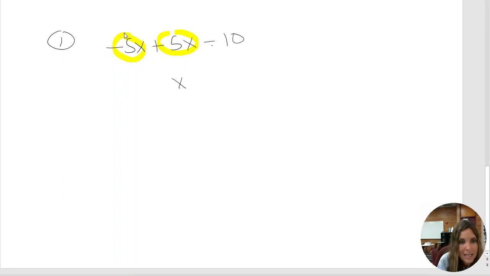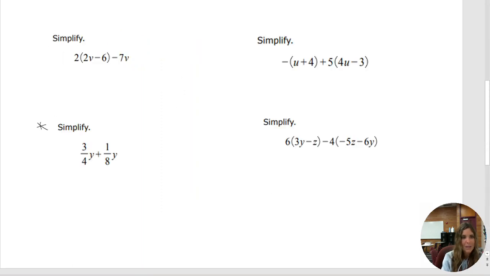If we combine a negative 5 with a positive 5, we get a 0. But instead of writing 0x, we know that 0 times x is actually just 0. So we take the 0, we combine it with the negative 10, and our final answer would just be a negative 10.